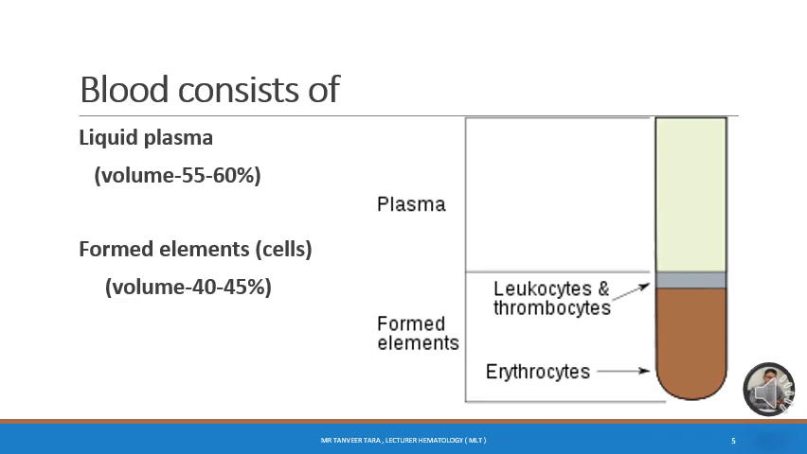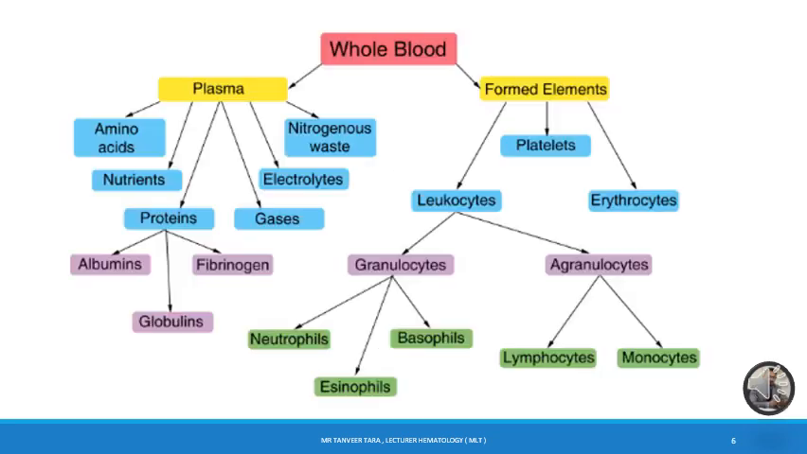So blood is a composition of different types of items. Basically, the liquid part, which I have discussed earlier, and cellular elements that include erythrocytes and leukocytes, and leukocytes can further be classified into granulocytes and agranulocytes. Granulocytes are neutrophil, eosinophil, and basophil, and agranulocytes are lymphocytes and monocytes.